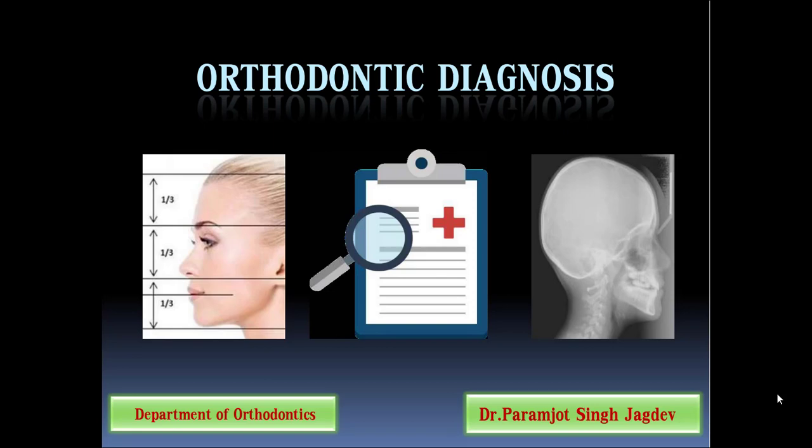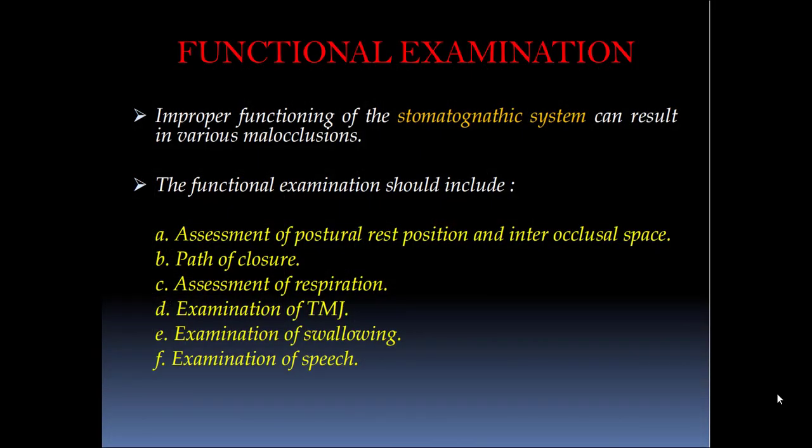Hello everyone. Continuing with the second part of orthodontic diagnosis, I'm starting with the discussion of functional examination. Improper functioning of the stomatognathic system can result in various malocclusions. Now, what is the stomatognathic system? It is a triad of TMJ, muscles, and teeth. There should be proper coordination between these three components, that is TMJ, muscles of mastication, and teeth. If there is disturbance in any component of the stomatognathic system, it will lead to various malocclusions.